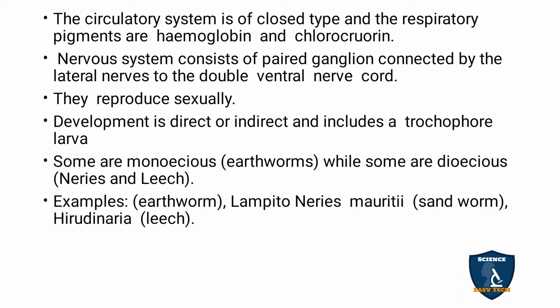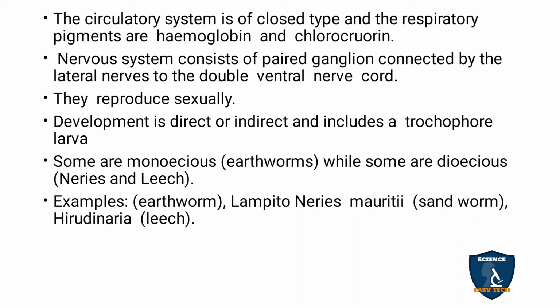So the nervous system consists of paired ganglia. Ganglion means brain, and they are paired, that means 2 in number, connected by lateral nerves to the double ventral nerve cord. So they are connected with the ventral nerve cord with the help of lateral, that is side, nerves. Ventral means the belly side of the nerve cord. So the nervous system has 2 paired ganglia, and these are connected by the lateral nerves to the ventral nerve cord, okay.